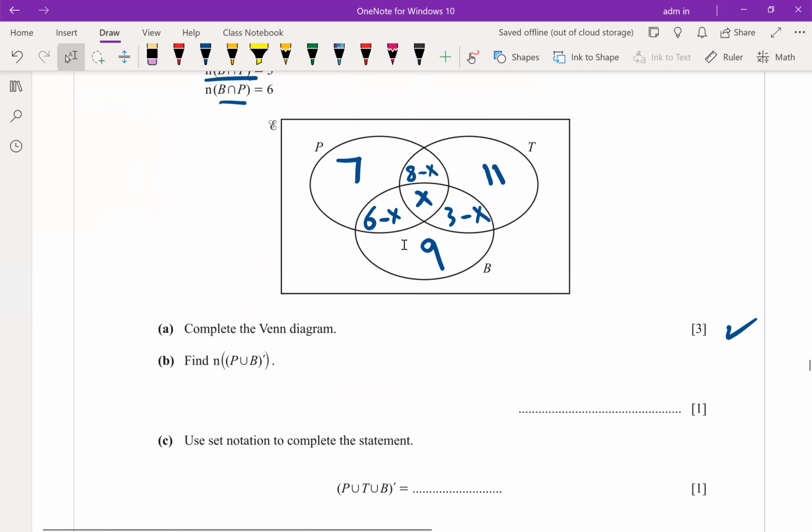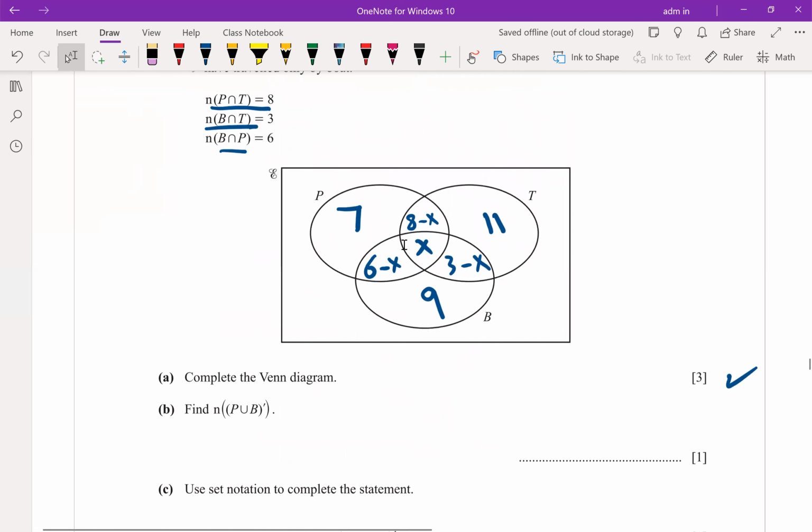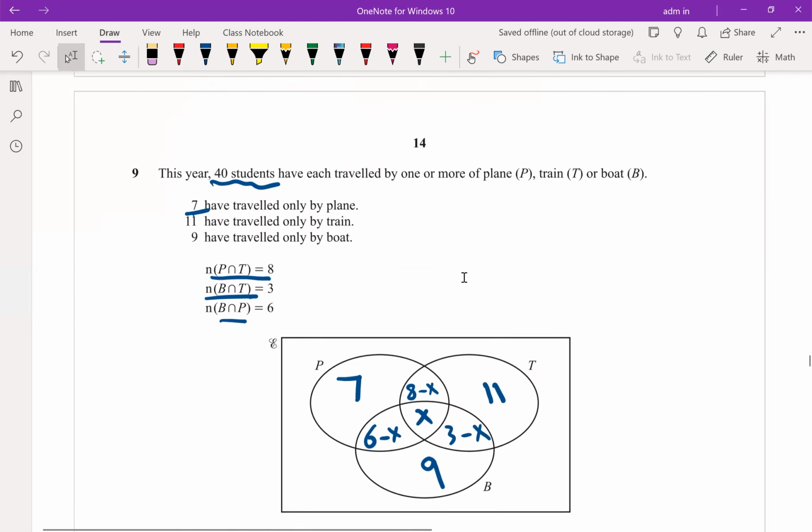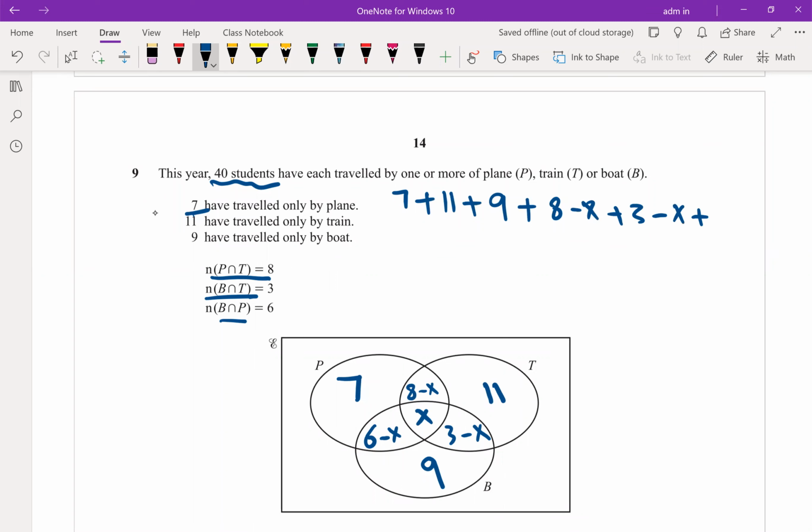How to find the X? The sum of all has to be what? 40. Please form an equation and solve it to get X. 7 plus 11 plus 9 plus 8 minus X, 3 minus X, 6 minus X, plus X equals 40. Form an equation and solve it to get X.